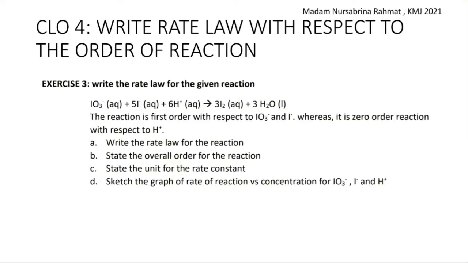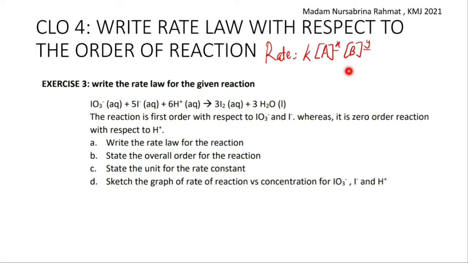First, we have to write down the rate law. For your information, the rate law is only for reactants. When writing the rate law, we only consider the reactants and completely ignore whatever is in the products. In general terms, rate equals k, [A] to the power x, [B] to the power y, where A is my first reactant and B is my second reactant. X and Y here refer to the order of reaction.